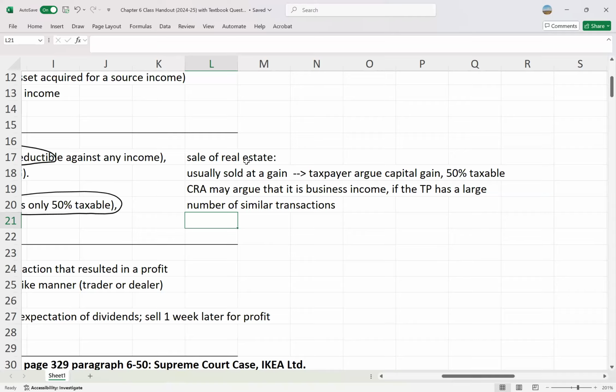But then the CRA argues, well, you're devoting a lot of time, attention, and energy to this sale of property, and you have many of them over a number of years. So the CRA may argue that it's business income and not a capital gain. That's where a lot of the disputes happen, with the classification of income between the CRA and taxpayers. And so once again, what we're going to focus on today is business income.